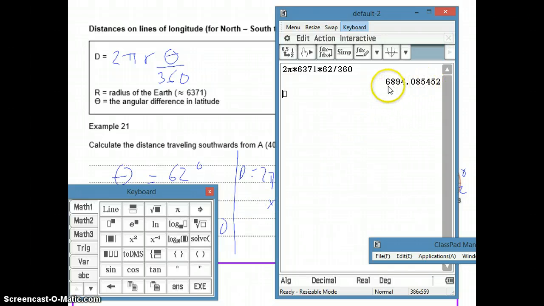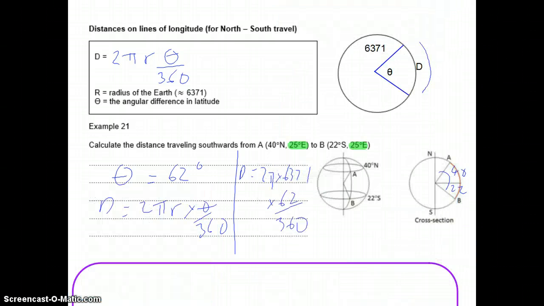And that gives us 6894.0854. So 6,894 kilometers, 0.09 to 2 decimal places. Okay, so that would be our final answer, and that's what you should write down here, is that D is equal to 6894.09 kilometers.